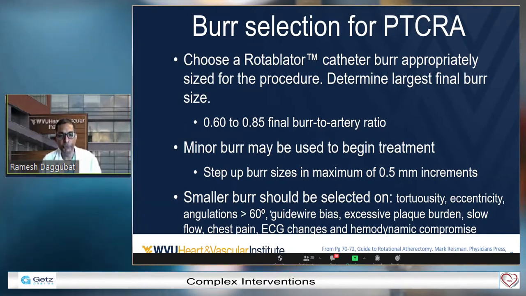A smaller burr should be selected based on tortuosity, eccentricity, angulations more than 60 degrees, guide wire bias, excessive plaque burden, slow flow, chest pain, ECG changes, and hemodynamic compromise. So there is nothing wrong in choosing a small burr to start off with. The problem with choosing a large burr at times is that you might cross one time and you might stall completely and get stuck.